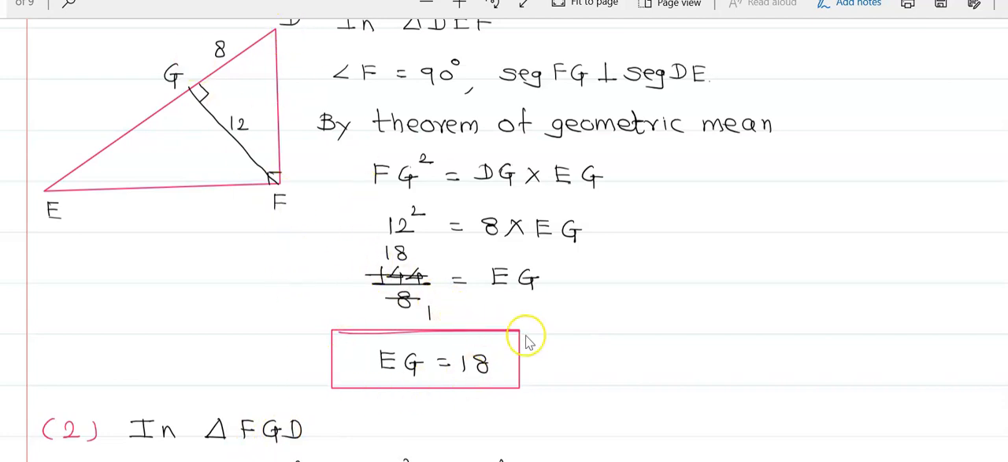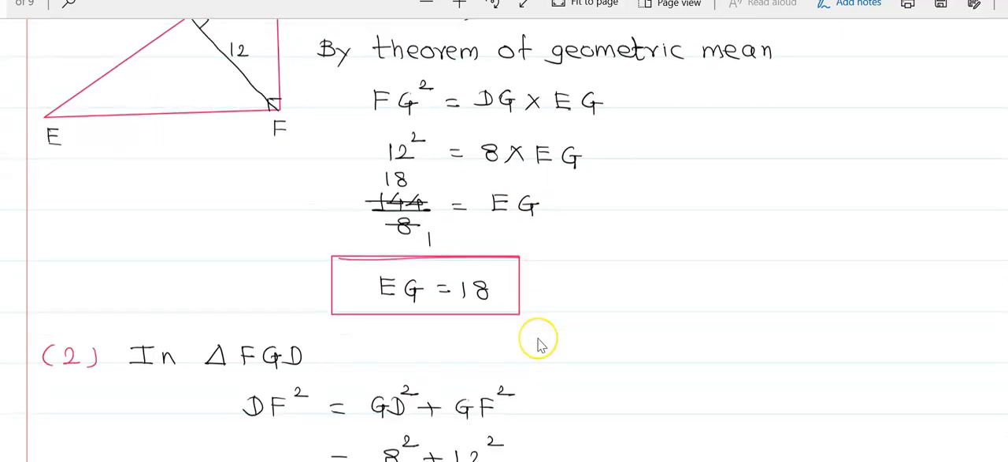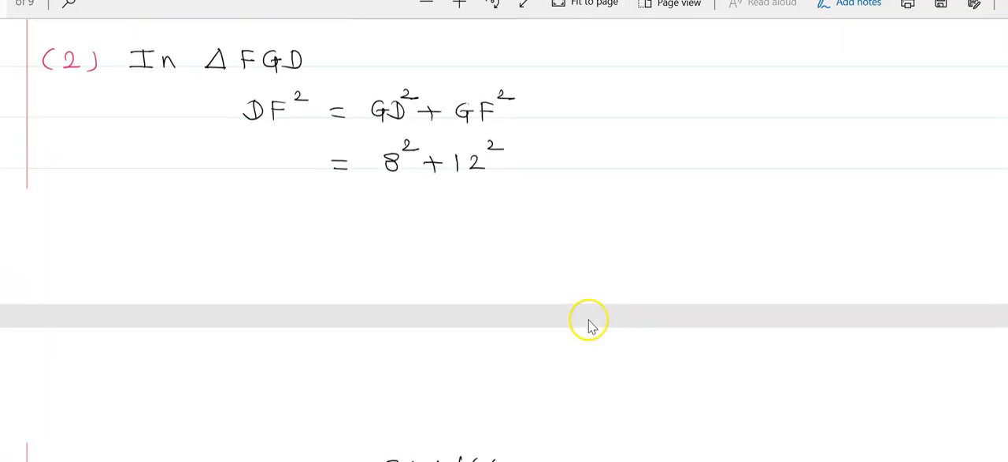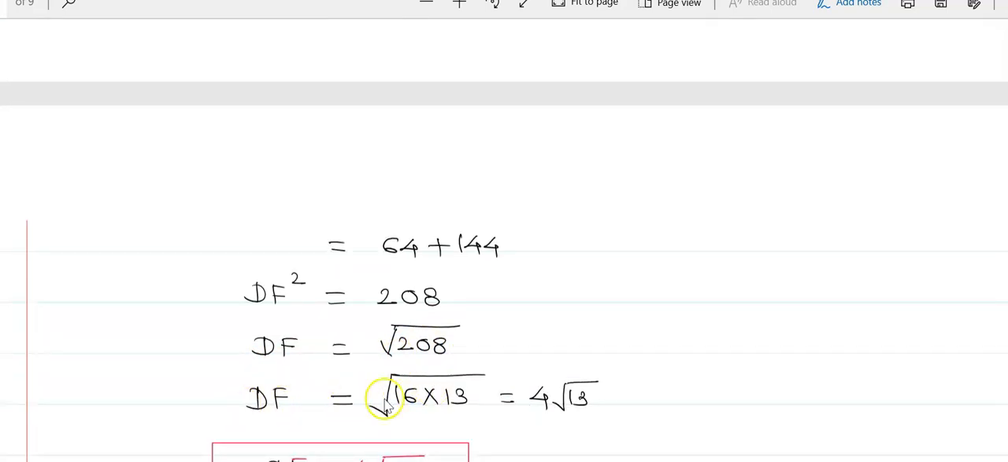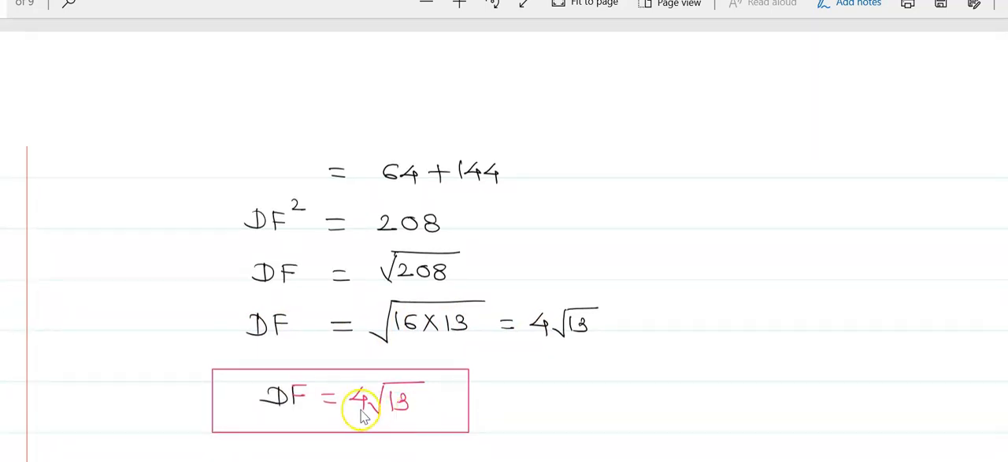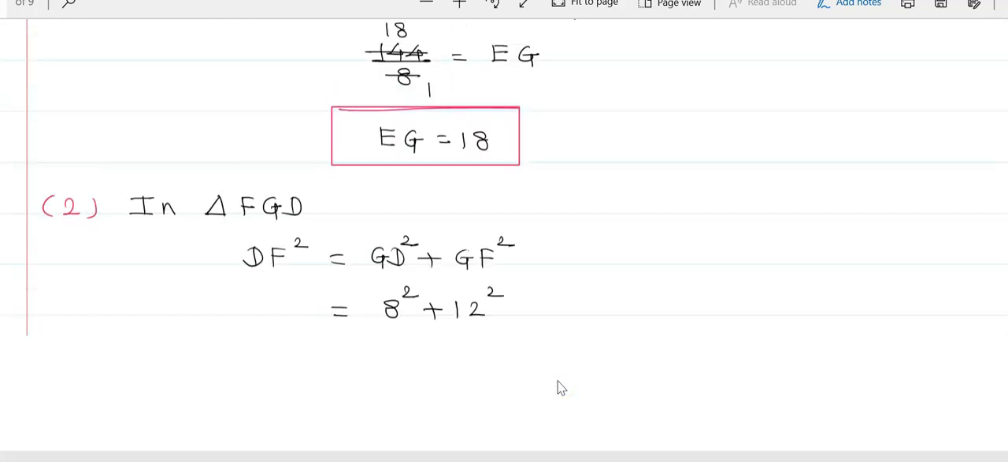by using the Pythagoras theorem, we can find out the value of FD or DF. DF square is equals to GD square plus GF square, 8 square plus 12 square, that is 64 plus 144. Therefore, DF square is equals to 208. Therefore, DF is equals to root of 208, that is root of 16 into 13, that is 4 root of 13. This is the DF. Next, we will find out the EF.